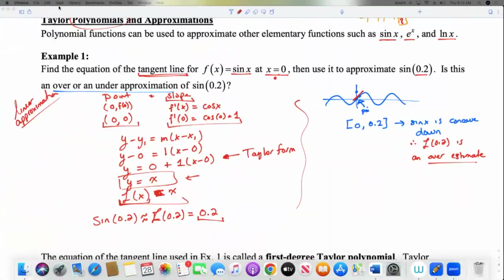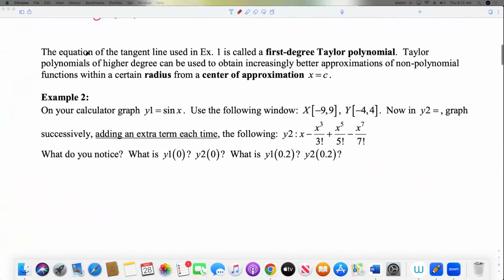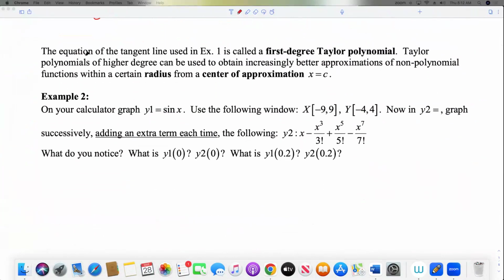If you need extra review on what I just explained, please look up a YouTube video. It's going to be a lot better. The equation of a tangent line used in example 1 is called the first degree Taylor polynomial. Taylor polynomials of higher degrees can be used to obtain increasingly better approximations of non-polynomial functions within a certain radius from the center of approximation.